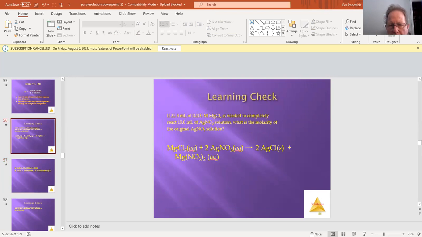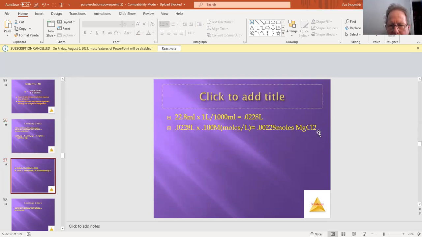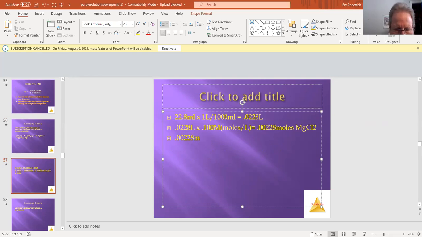My balanced equation says there are 2 moles of AgNO3 for every 1 mole of magnesium chloride. So I'm going to take my 0.00228 moles MgCl2 times 2 moles AgNO3 divided by 1 mole MgCl2. You with me so far, Manuel? Yes.